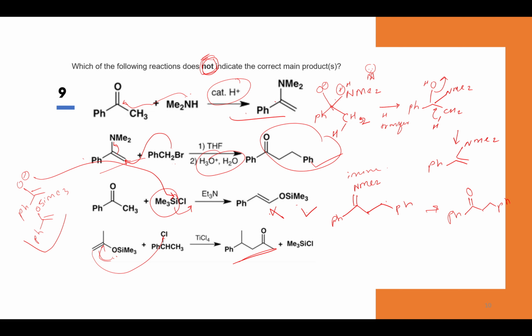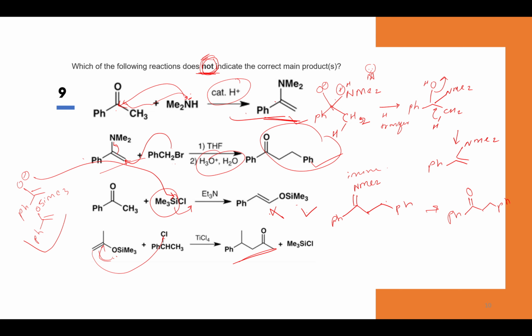Then we have discussed question number 9, where we have to find the incorrect option, the one that does not indicate the correct main product. In the first case, the nitrogen lone pair will attack the carbonyl center to form the enamine, right? This enamine is the major product and main product. So according to our question, this is the main product, so that's why it is not the correct option, because we have to find out the incorrect one.